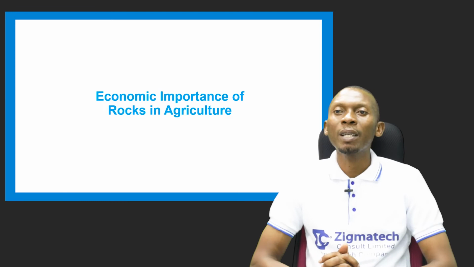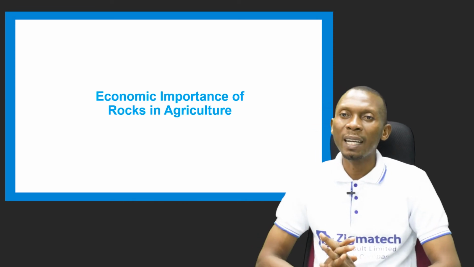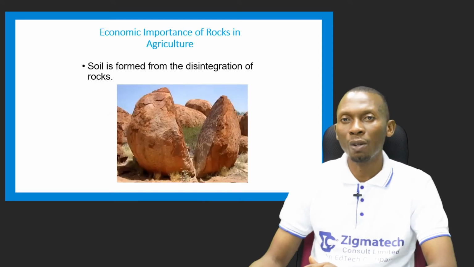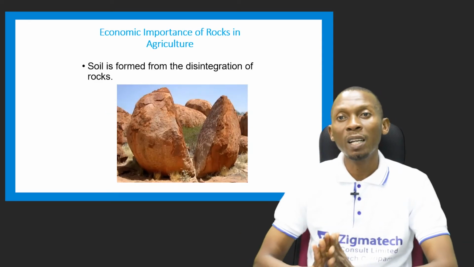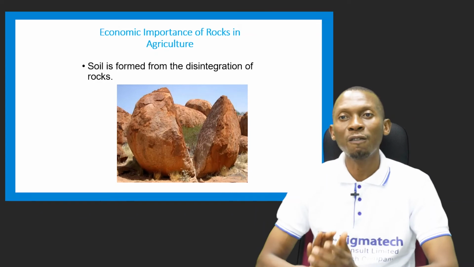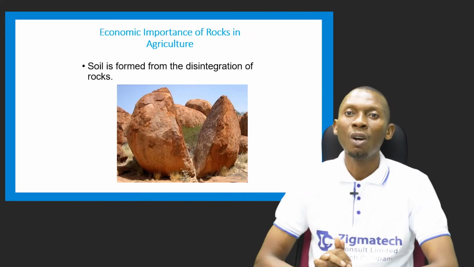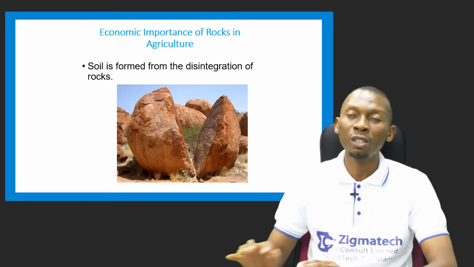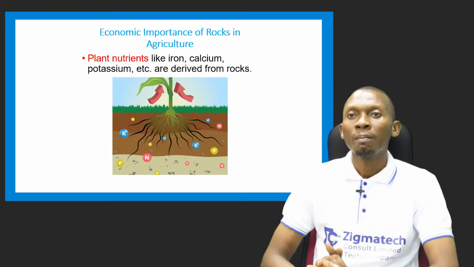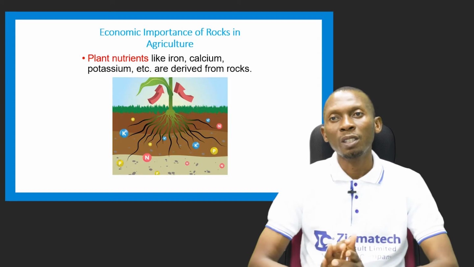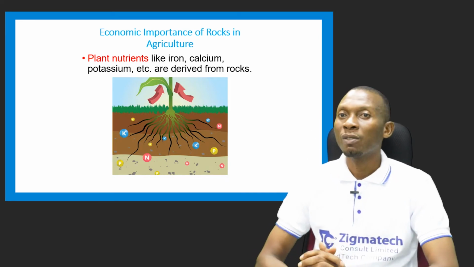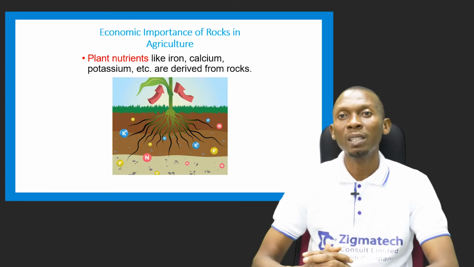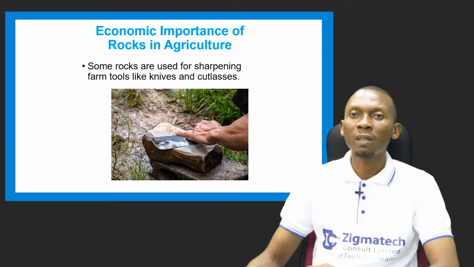Let's take a look at the economic importance of rocks in agriculture. How are rocks important in agriculture? One, soil is formed from rocks. It is formed from the disintegration of rocks, or the breaking down of rocks, which is a weathering process. Plant nutrients are also gotten from rocks. Plant nutrients like iron, calcium, and potassium, both macronutrients and micronutrients, are gotten from rocks.